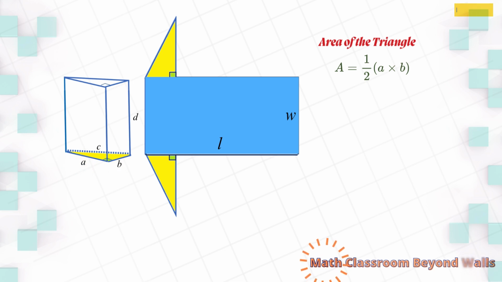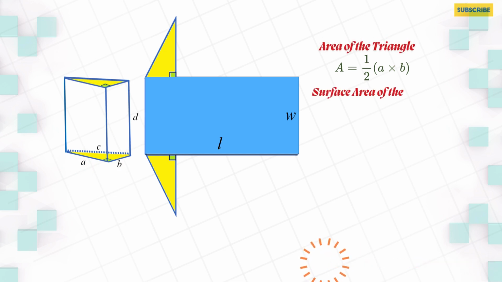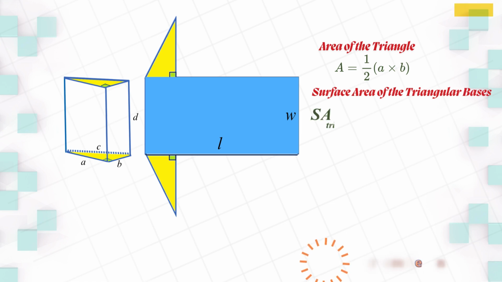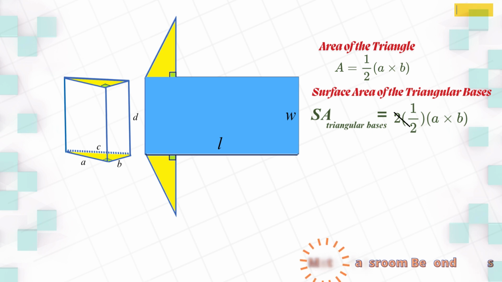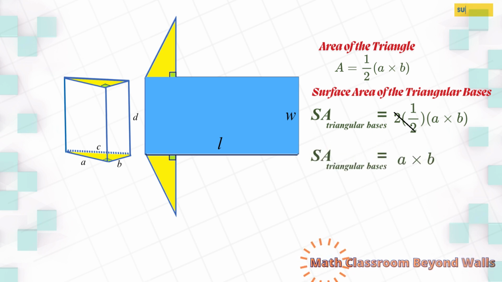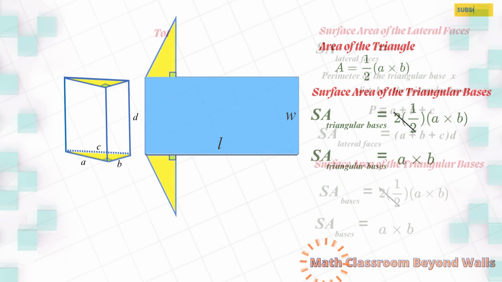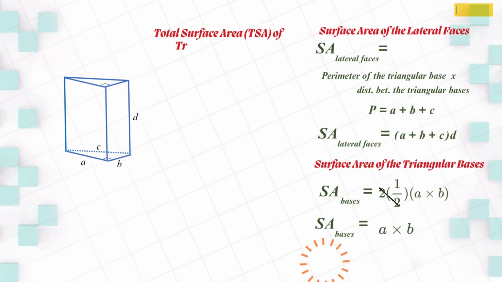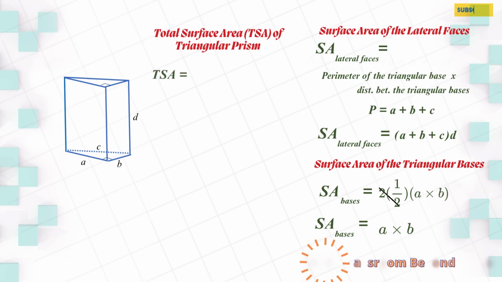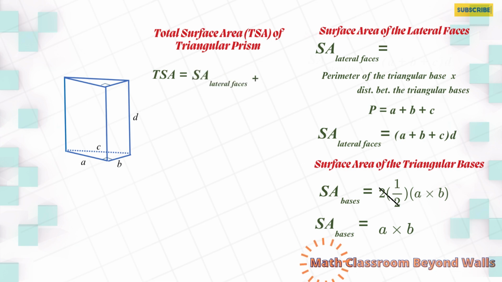Since there are two of these triangles representing the bases, the surface area of the two bases is therefore twice the area of the triangle. Canceling 2, we have the surface area of the two right triangular bases, which is A times B. Now, to get the total surface area, or T.S.A. for short, of the triangular prism, we simply add the surface area of the three lateral faces and the two bases.